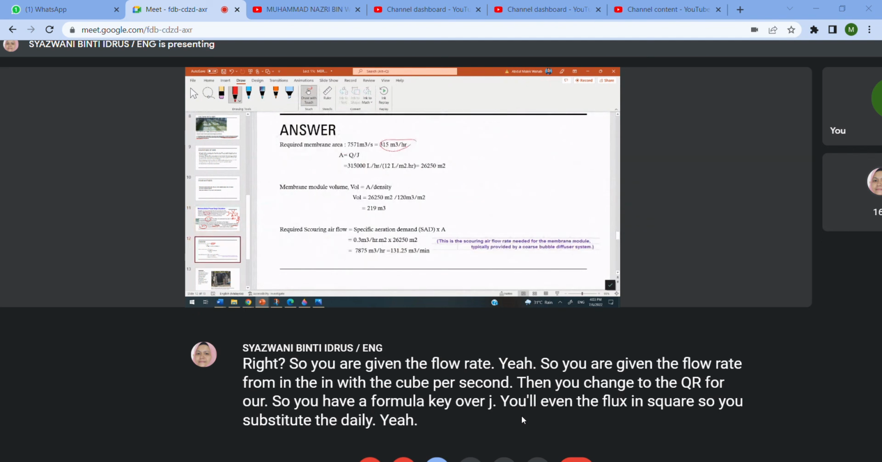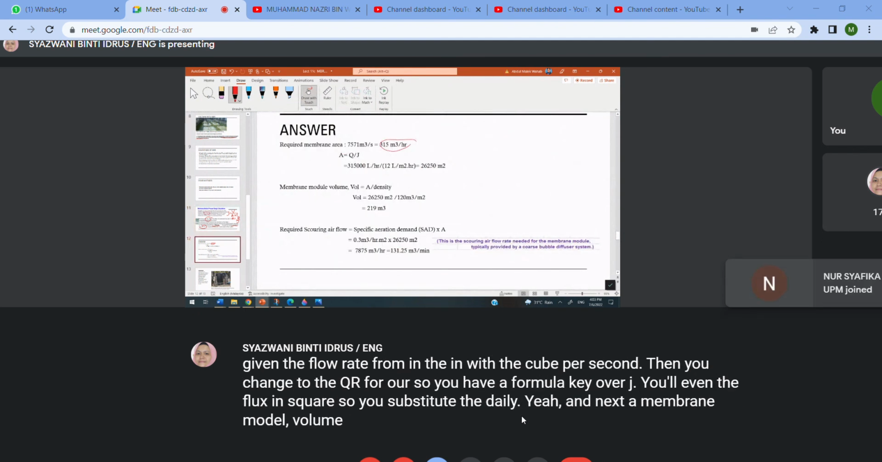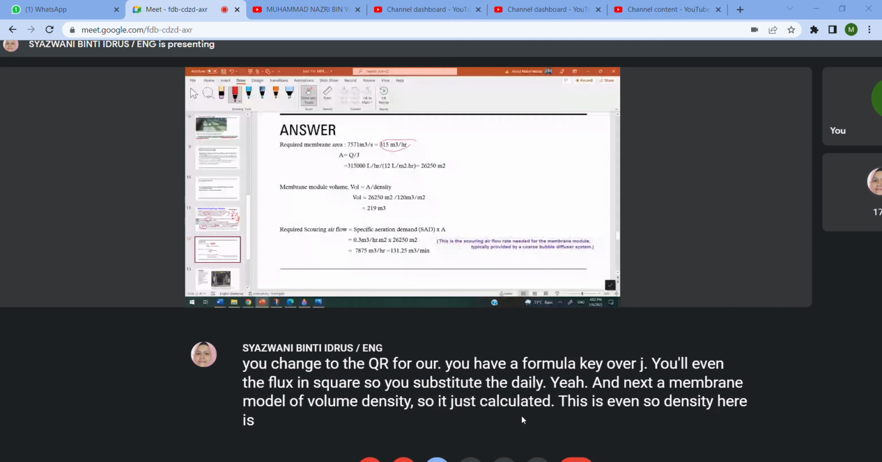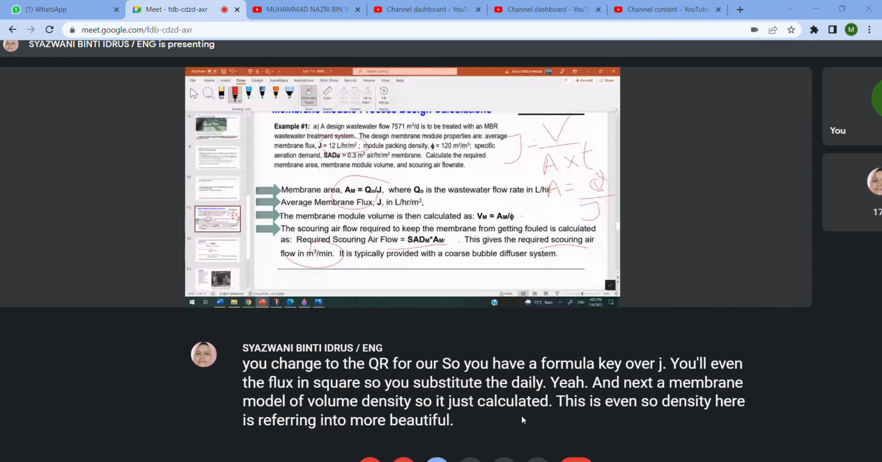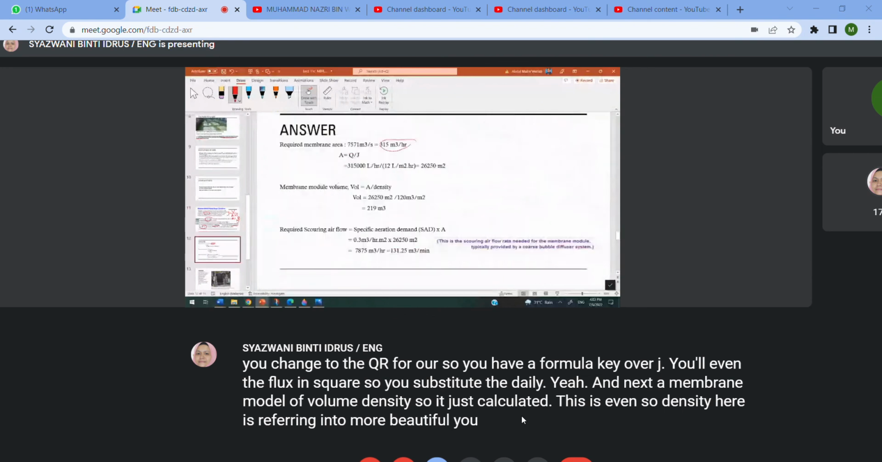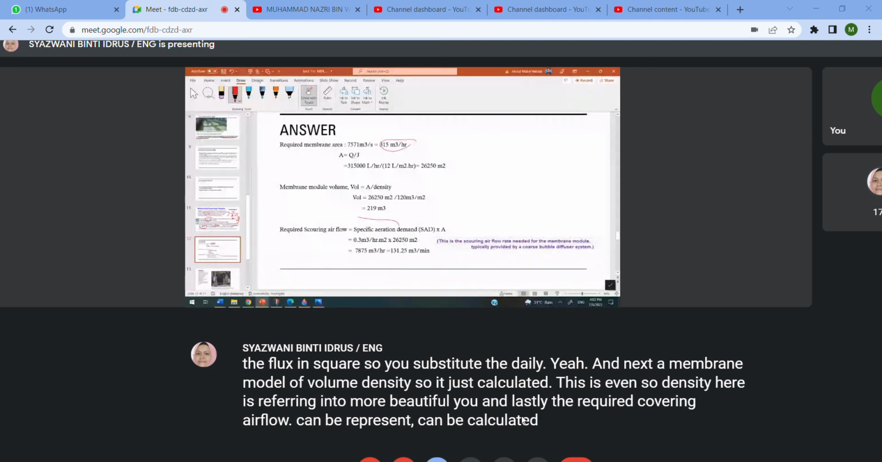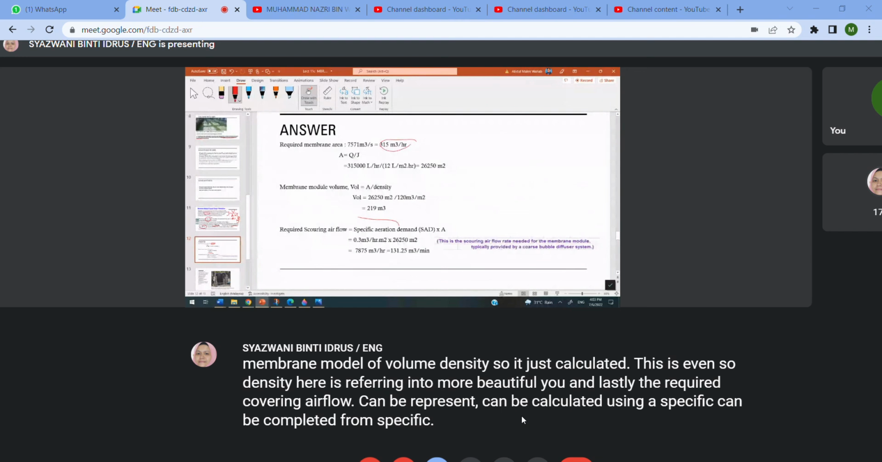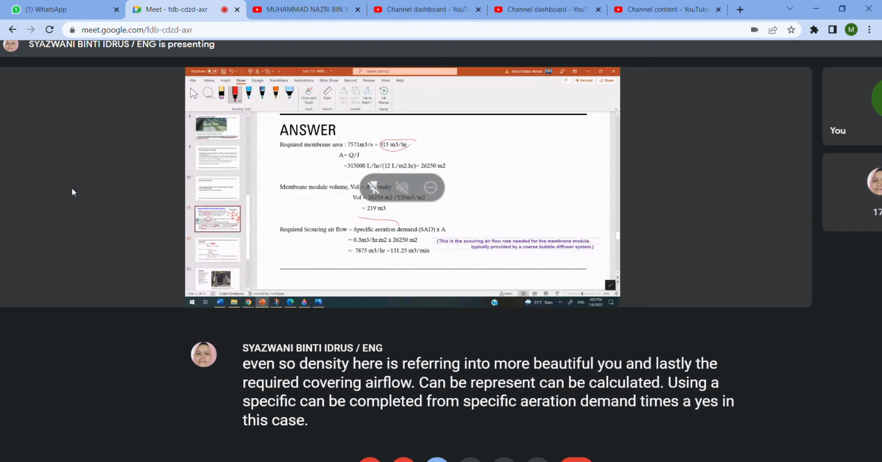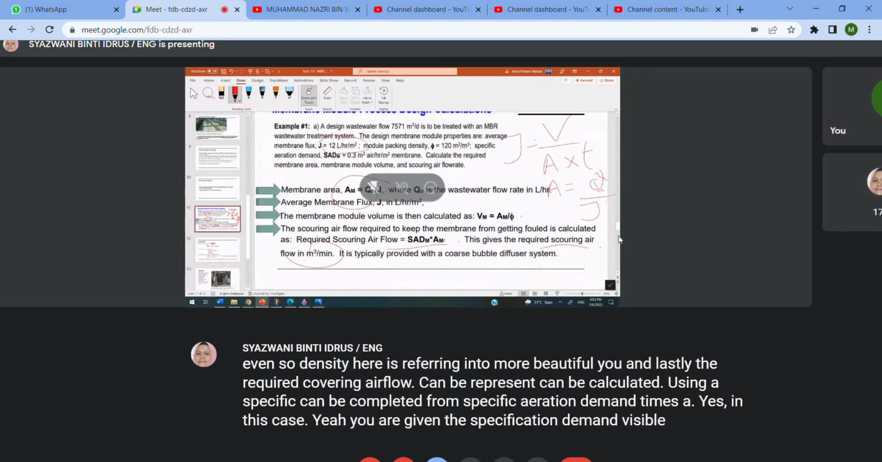Next, membrane module volume equals A over density. A was just calculated, density is given. Density here refers to module packing density. You will get the volume. And lastly, to calculate the required scouring airflow, this can be calculated from specific aeration demand times A. In this case, you are given the specific aeration demand of about 0.3 meter cube air per hour per meter squared membrane.